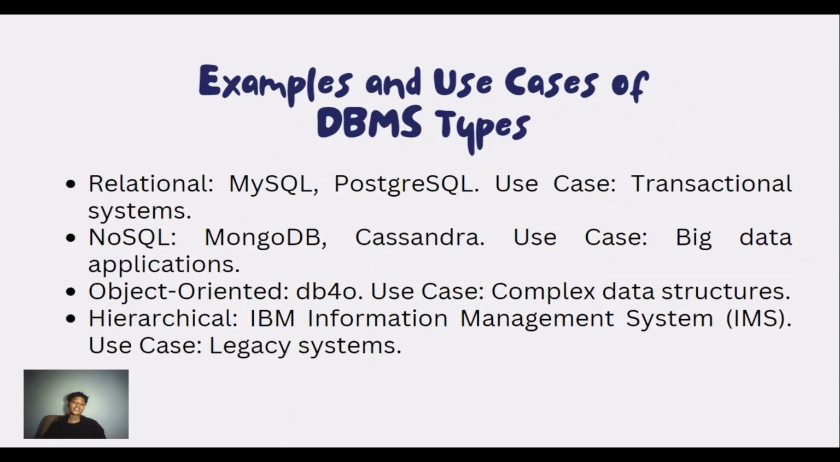Examples and use cases of database management types. Relational is your MySQL, which is for transactional systems. NoSQL is your MongoDB, which is for big data applications. Object-oriented is for complex data structures, and hierarchical is your IBM Information Management System.